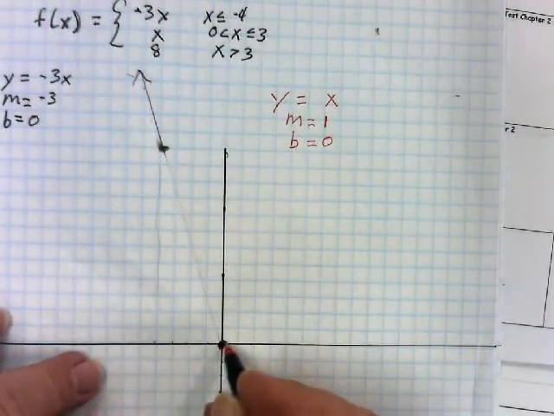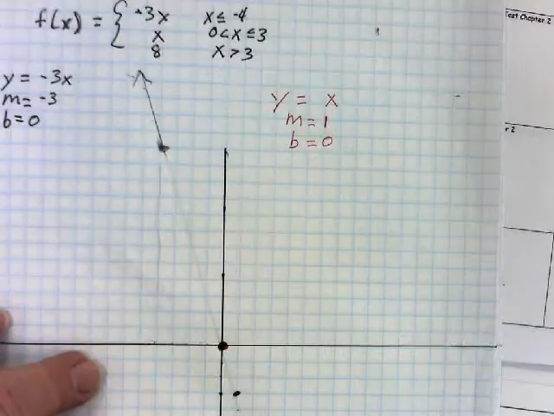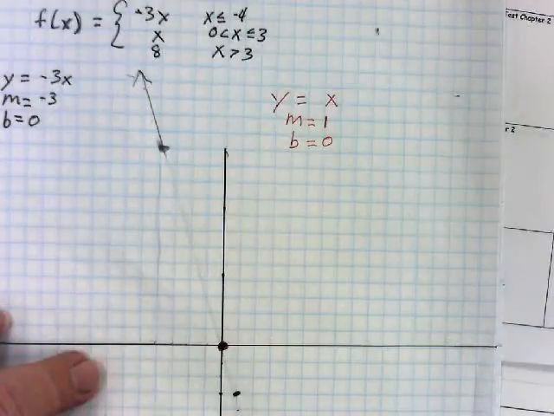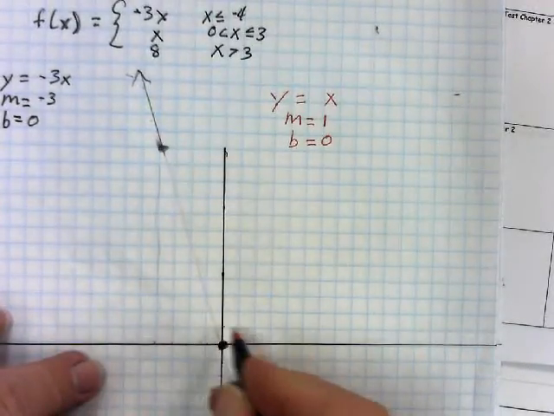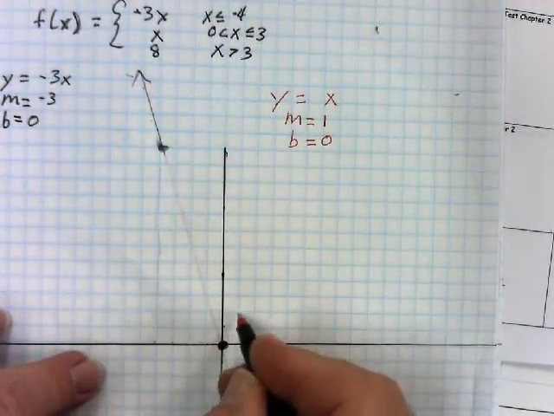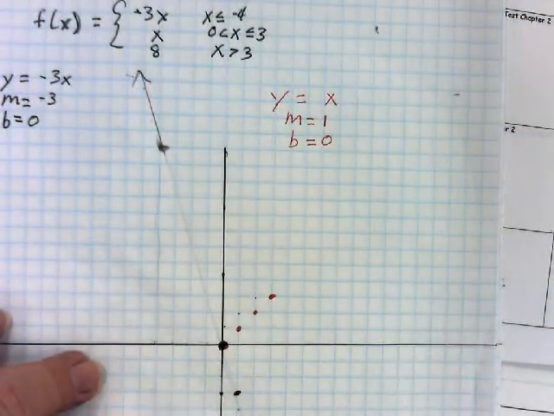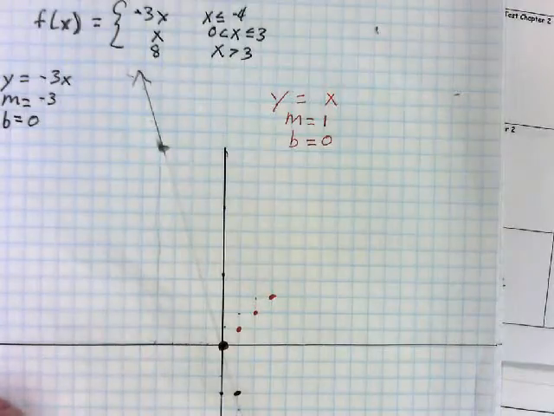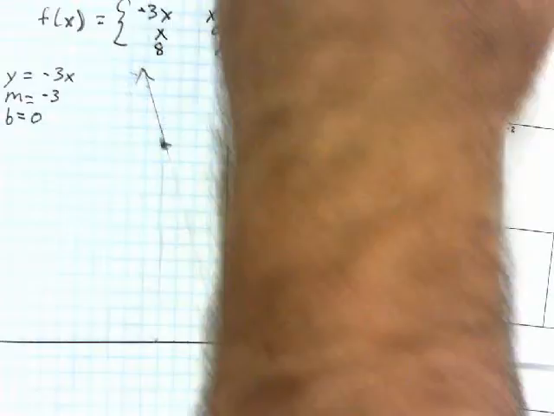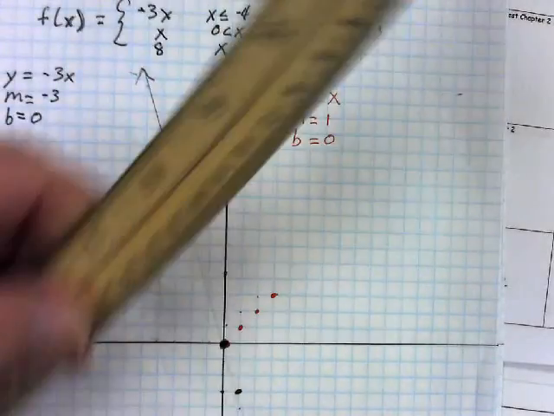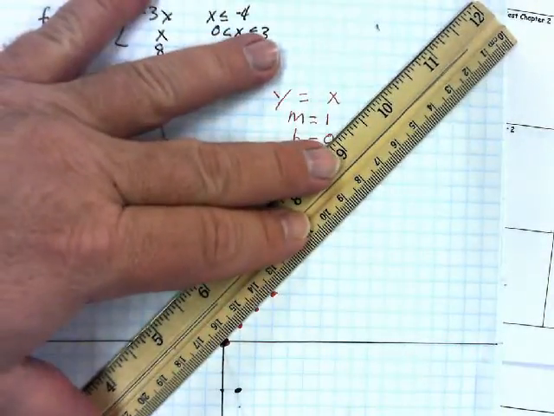Okay, I have a slope of 1, which means I have a rise and a run of 1 over 1. Which means it goes up 1, to the right 1, up 1, to the right 1, up 1, to the right 1, etc. Taking my handy-dandy little pencil and a straight edge, I'm going to draw that line.